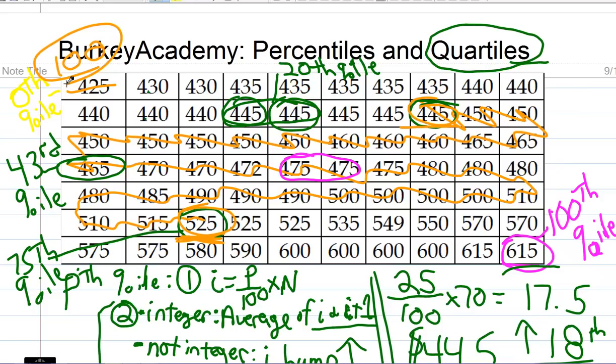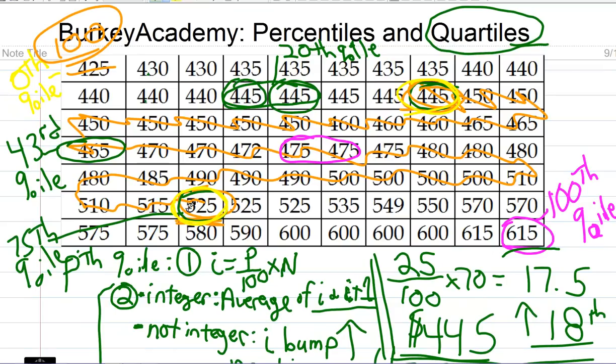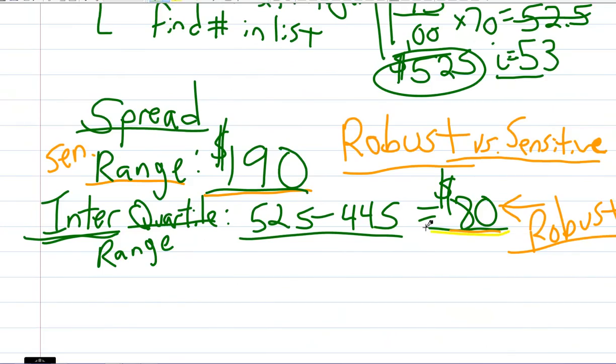What's going to happen to the interquartile range? Well, the 25th percentile will still be 445. The 75th percentile will still be 525. The interquartile range will still be 80. The interquartile range is not affected at all by having one weird high number or one weird low number that somehow gets into the data set. Just think about income.